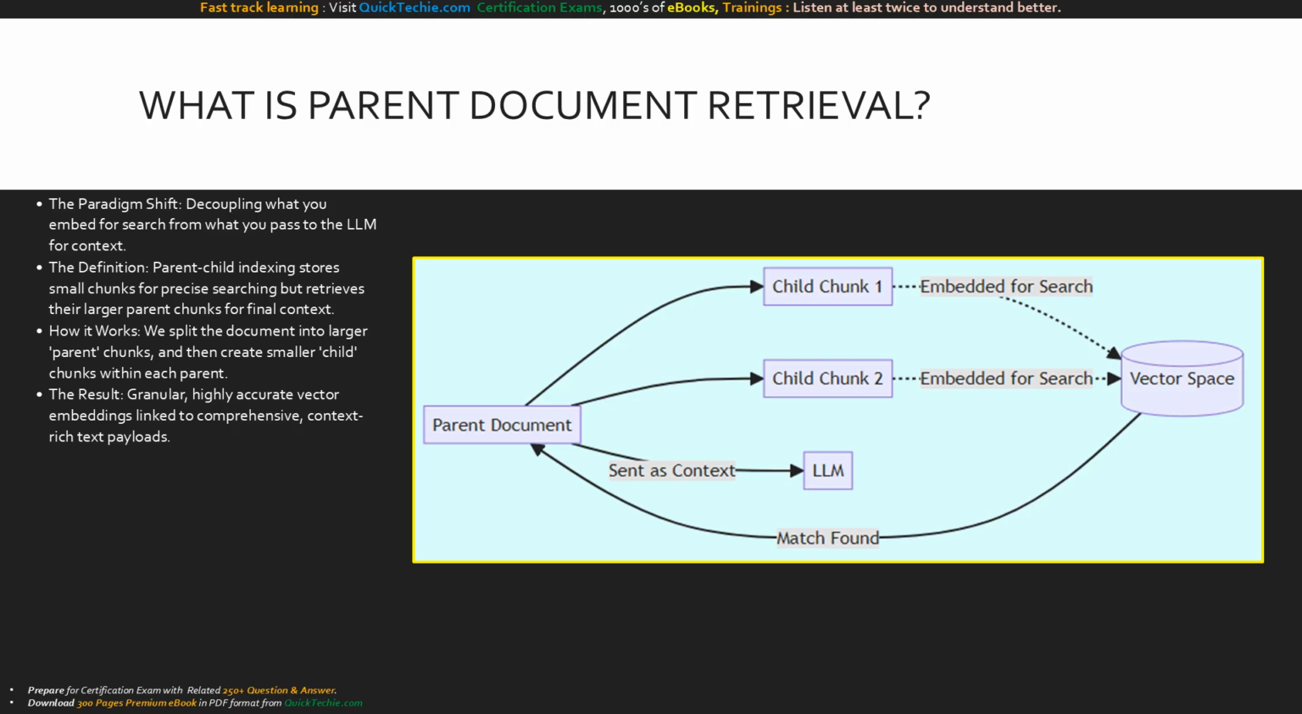This architecture diagram visualizes the decoupling process. A single parent document is divided into multiple child chunks. Only those small child chunks are embedded and sent into the vector space for searching. However, notice the arrow coming back. When a match is found, the system traces the child back to the parent document, and it is the entire parent that gets sent as context to the LLM.